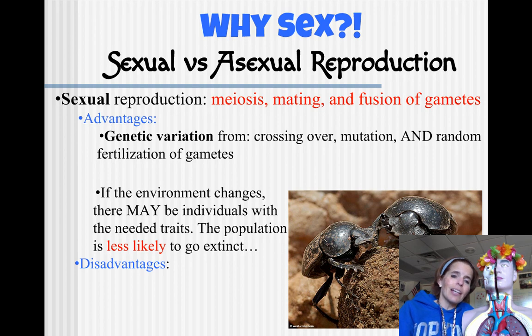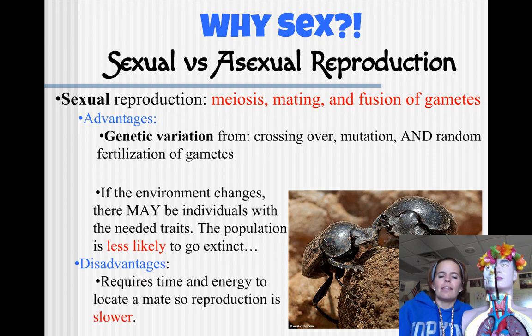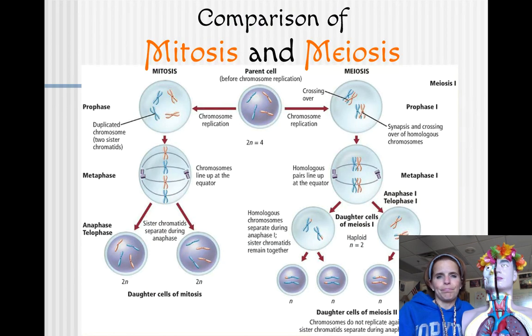So the disadvantage to sexual reproduction is that it requires much more time and energy to locate a mate, and so reproduction happens much more slowly. Bacteria can clone themselves every 20 minutes. Human beings can only reproduce a few times in their lifetimes. So sexual reproduction increases genetic variation, but decreases the number of times that organisms can be reproduced.